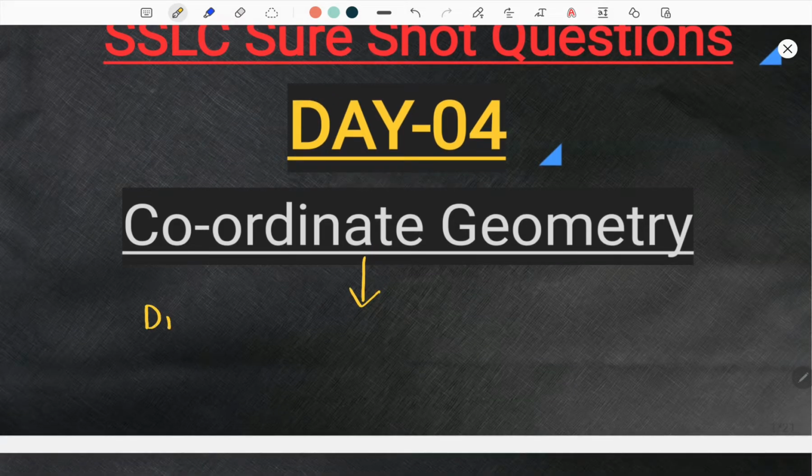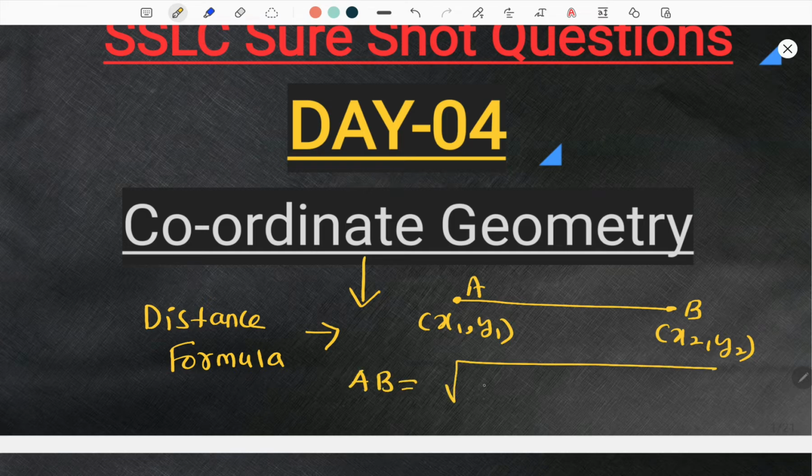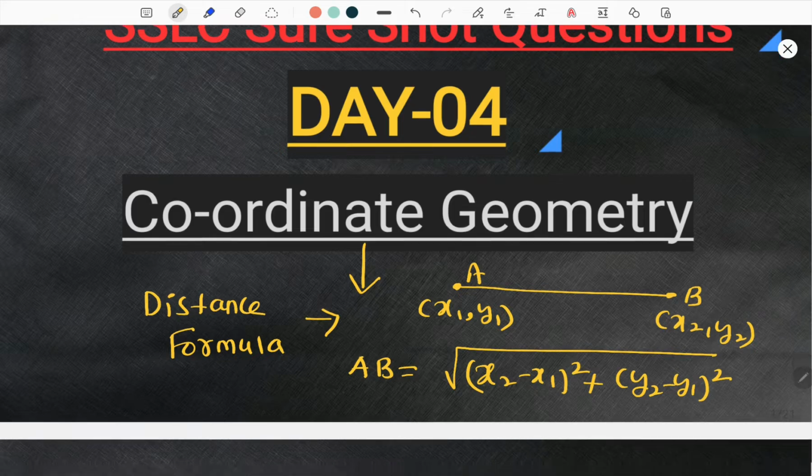The first and foremost formula is the distance formula. Everybody must be having an idea about the distance formula. So what is this distance formula? Here is one point A with coordinates x1, y1, and here is another point B with x2, y2, and the distance AB is under root of x2 minus x1 whole square plus y2 minus y1 whole square. So this is the distance formula.